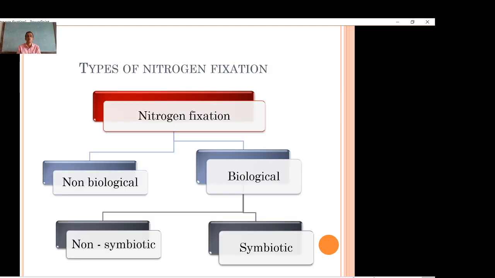Then we see the types of nitrogen fixation. Nitrogen fixation has two types: non-biological nitrogen fixation and biological nitrogen fixation. Okay, in the next lecture we will see these types of nitrogen fixation in detail.